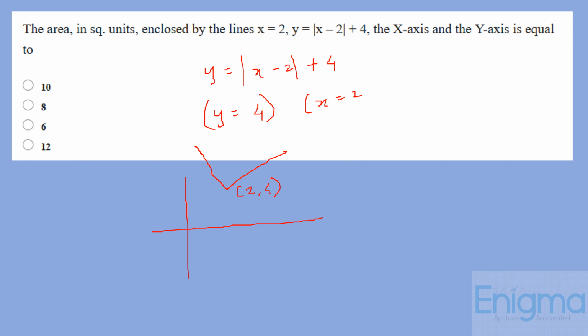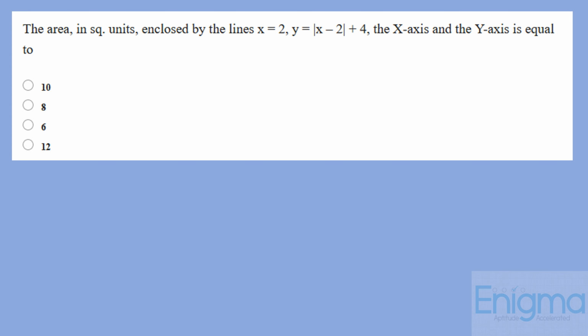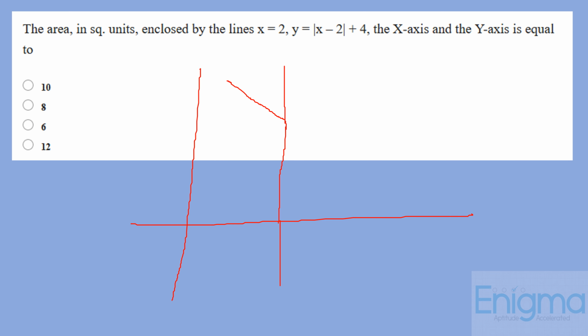Okay, now let's draw all the 4 lines here. So we have here the x-axis, we have here the y-axis, we have here x equal to 2, and we have here y is equal to mod of x minus 2 plus 4. Okay, so this point is 0 0, this point is 2 comma 0, this point is 2 comma 4.